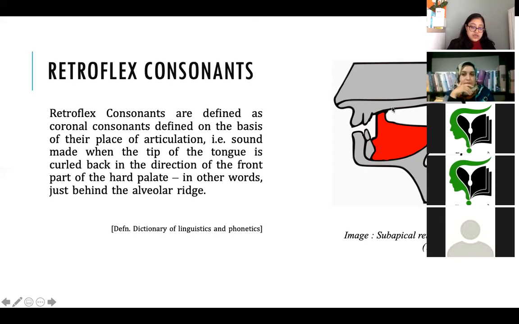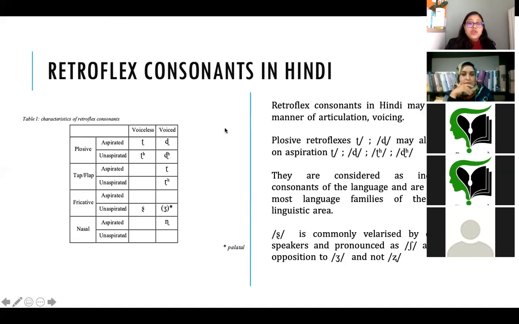Since retroflex consonants are defined by their place of articulation, in Hindi, they may vary on either articulation or voicing. Plosive consonants in particular may also differ on aspiration. And it is also important to note that the retroflex sh is often pronounced as sh by educated speakers, and therefore we shall not be considering them.